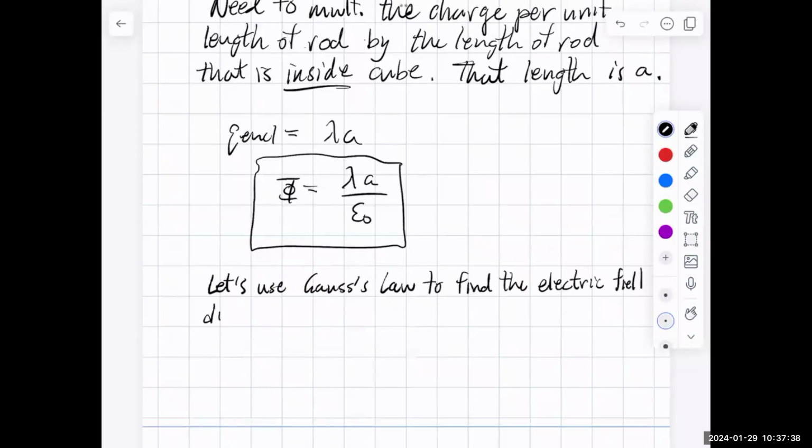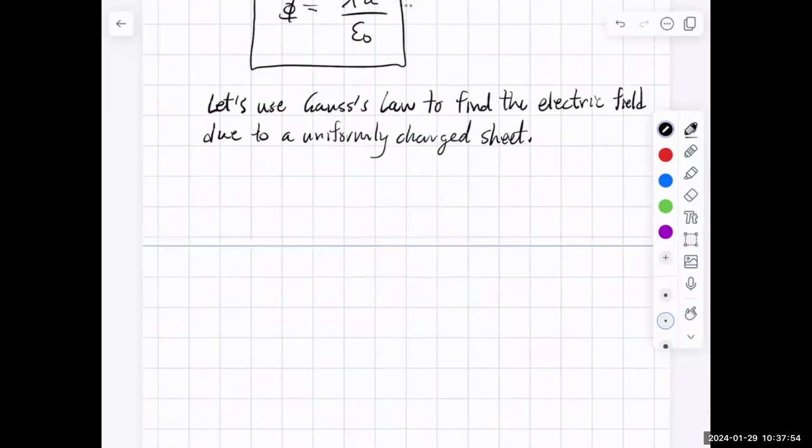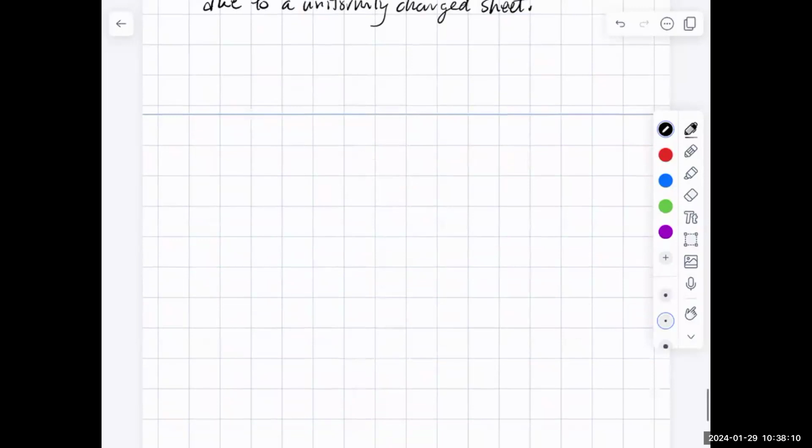Electric field due to a uniformly charged sheet. Okay. We wrote down the result before. The result was the charge per unit area divided by 2 times epsilon, I think. We'll find out. So let's see how we're going to tackle this problem.